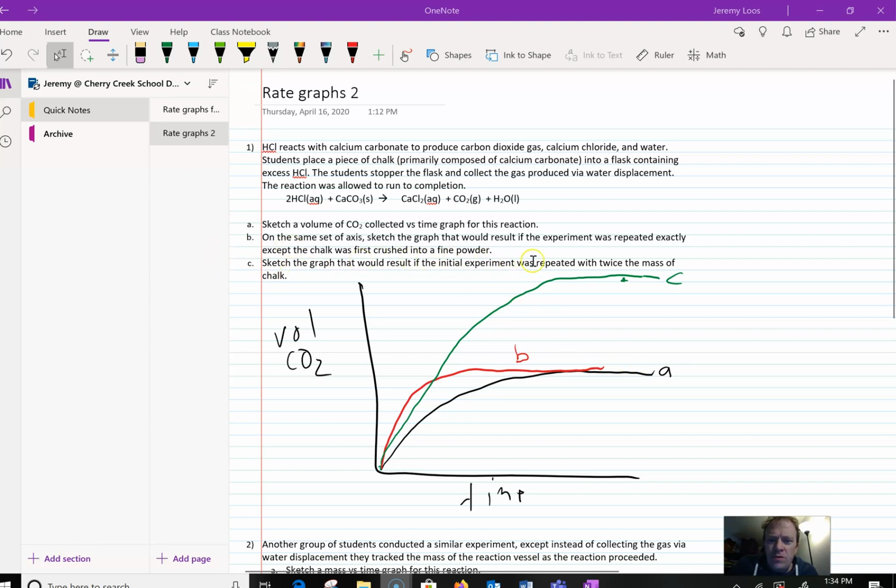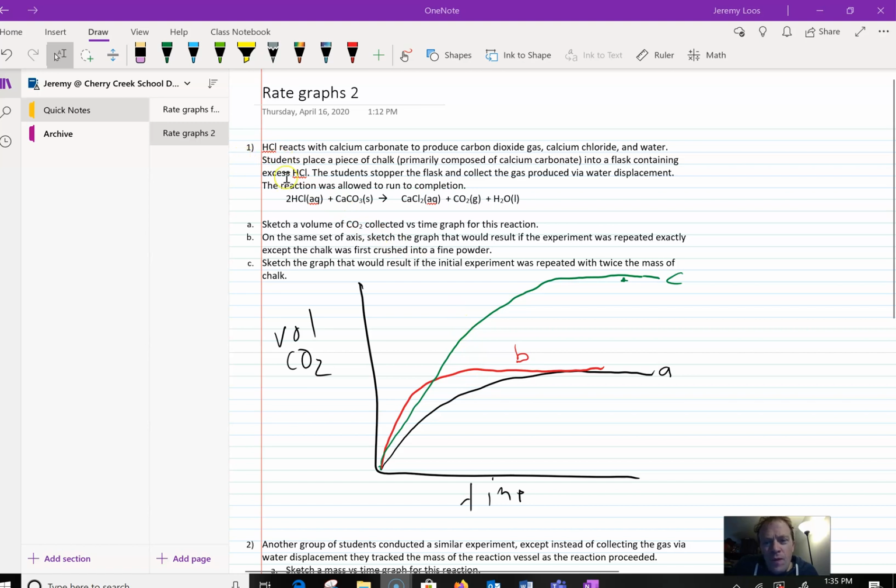Sketch the graph that results. The experiment was repeated with twice the mass of chalk. So it seems like they're talking about the one where it's not crushed into a fine powder. So the rate would be similar to A. It might be a little faster, though, because there actually would be more surface area if there was just straight up more chalk in there. So it might be going a little faster, but it's definitely going to end up making twice as much as A did before, if the experiment went to completion.